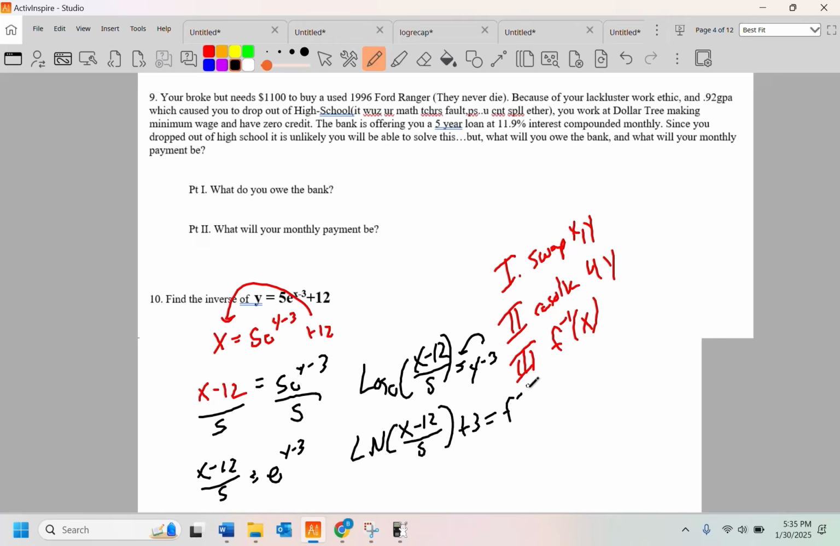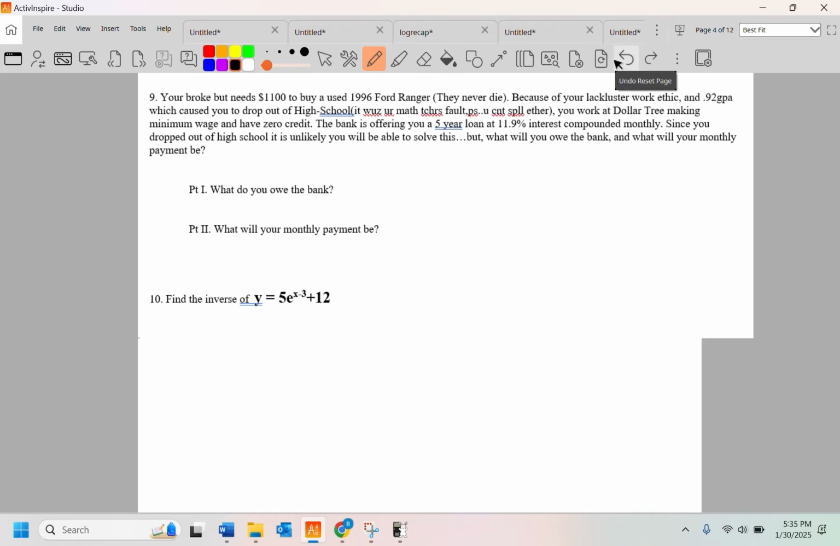And you are done. Easy peasy lemon squeezy. All right, number 9, your broke butt needs $1,100 to buy a used 1996 Ford Ranger. Sorry how your life worked out for you, but those things never die. Because of your lackluster work ethic and a 0.2 GPA, which caused you to drop out of high school, it was your math teacher's fault.